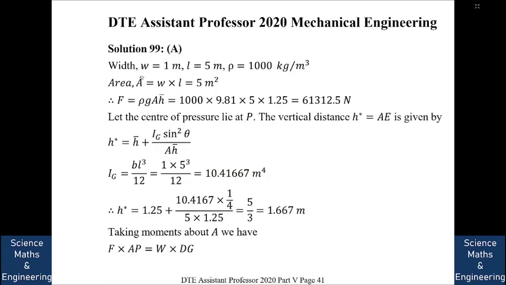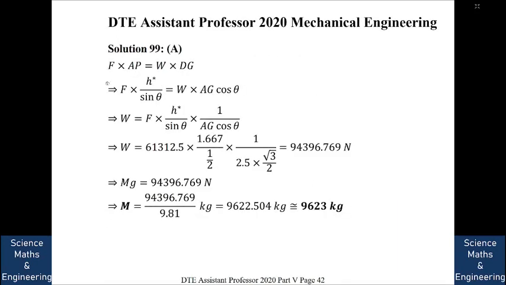So from here we get that W would be equal to 94396.769 Newton. Now W is what? Mg. So M would be equal to this value divided by 9.81. So our mass would be equal to 9623 kg. Right. Okay.